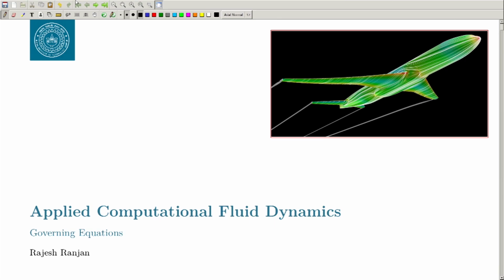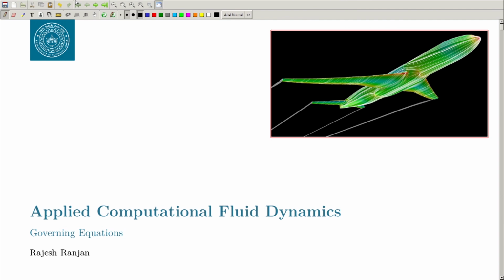As we have discussed, computational fluid dynamics is an approach to computationally simulate the governing partial differential equations that govern the fluid flow. So, that is what we are going to do now.